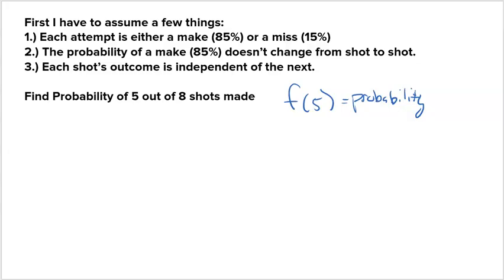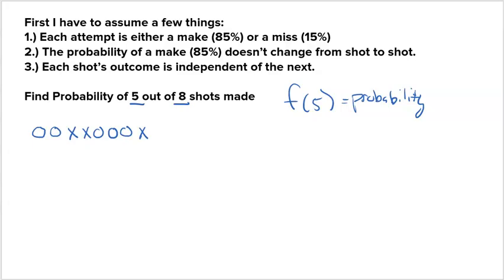So I want to make 5 out of 8 shots. So let's think of a scenario. I'm going to use a circle for a make and an X for a miss. So he needs to make 5 out of 8. So let's say he makes the first, makes the second, misses, misses, makes, misses, misses. So there's his 8 shots. 1, 2, 3, 4, 5, 6, 7, 8. Whoops, I did 1 too many. I thought I accidentally counted too many there. Sorry about that. There's his 8 shots.